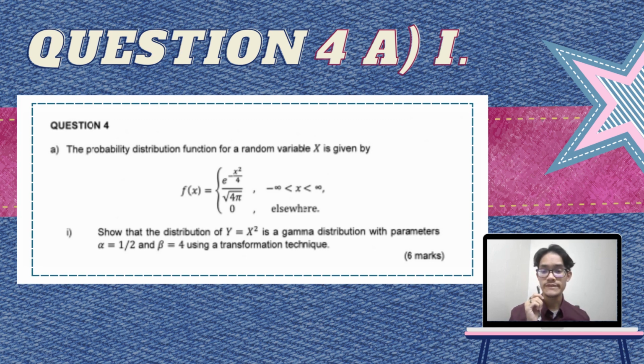So, the question is: the probability distribution function for a random variable x is given by f(x) equals e to the power of negative x squared over 4, over square root of 4 pi, where x is between negative infinity and positive infinity, and f(x) is 0 elsewhere. For A1, show that the distribution of y equals x squared is a gamma distribution with parameters alpha equal to 1 over 2 and beta equal to 4, using a transformation technique.